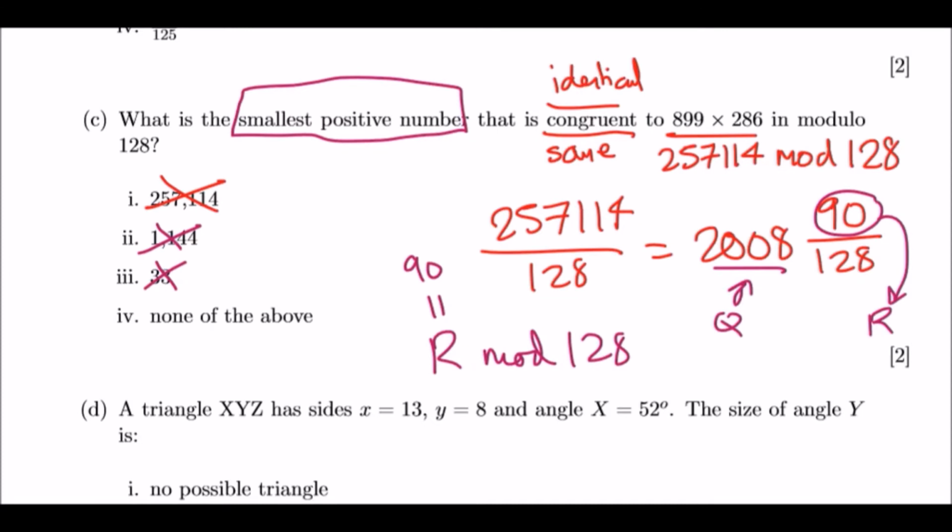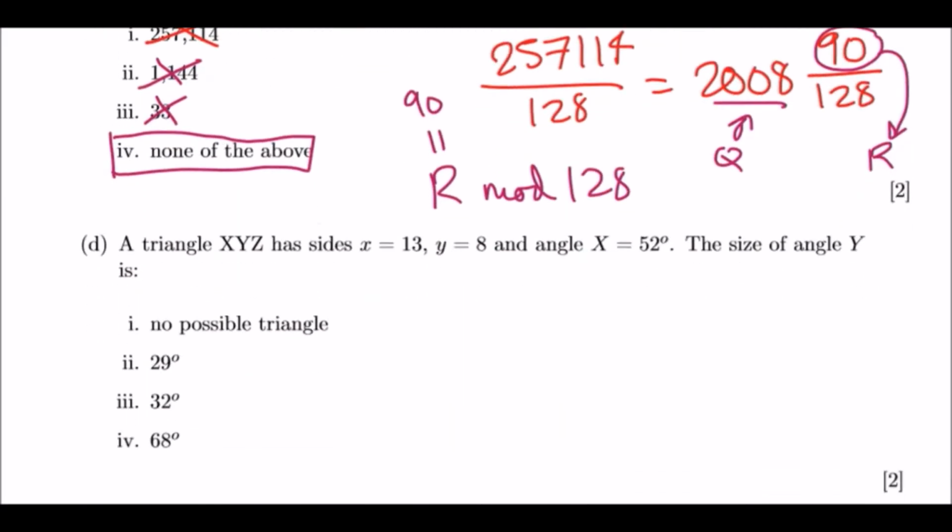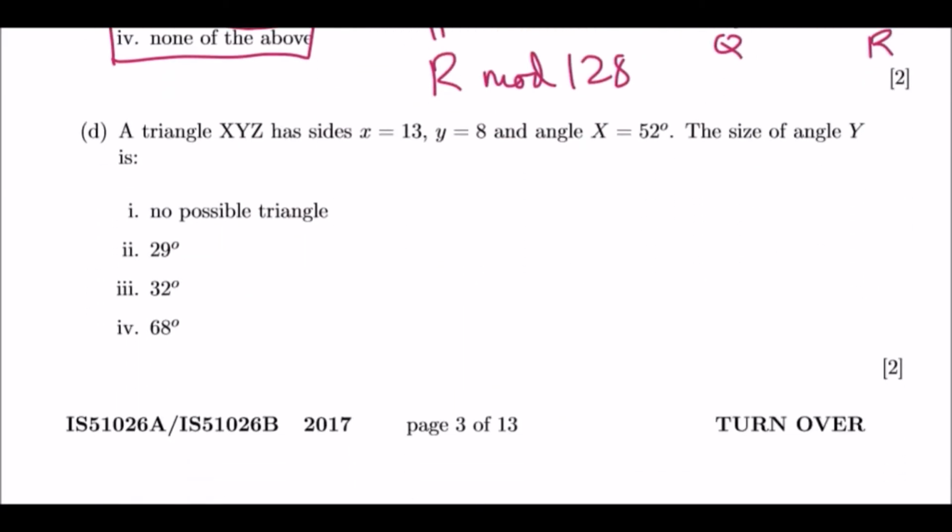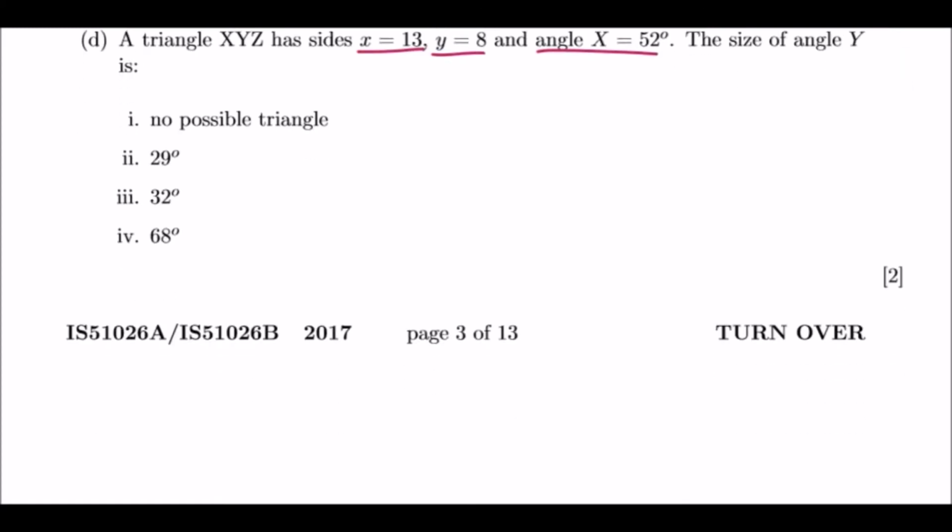So the answer is going to be none of the above. All right, fantastic. Let's move on. A triangle has sides x equals 13, y equals 8, and angle x equals 52. Find the size of angle y, which has no possible triangle. Okie dokie. So what do we do here?